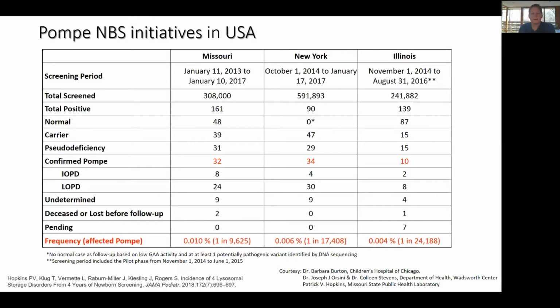You can see here in the Missouri newborn screening program that about 1 in 10,000 children was diagnosed with Pompe disease. In New York, it was about 1 in 17,000, and then in Illinois, it was 1 in about 25,000. When we talk about what the incidence is of Pompe disease, we talk about 1 in 20,000 is what we report, but here you can see that these numbers can range.